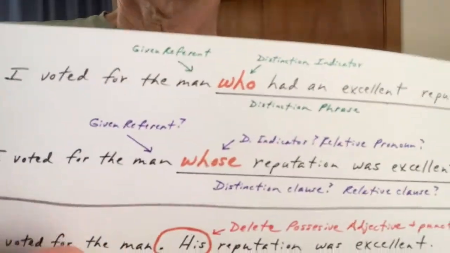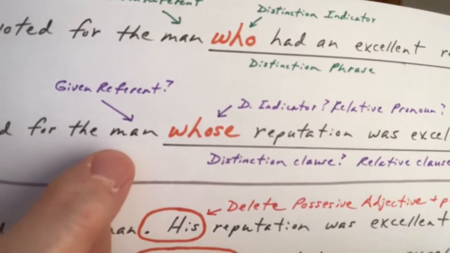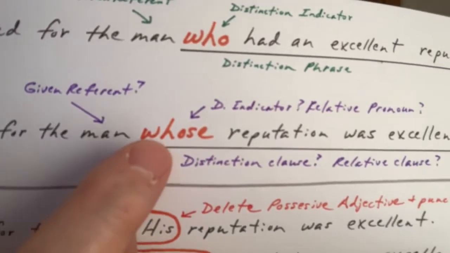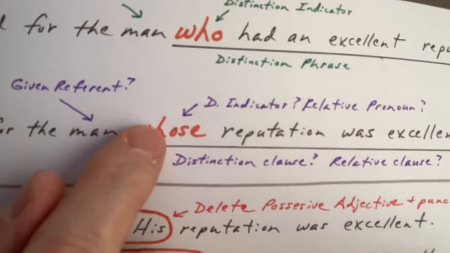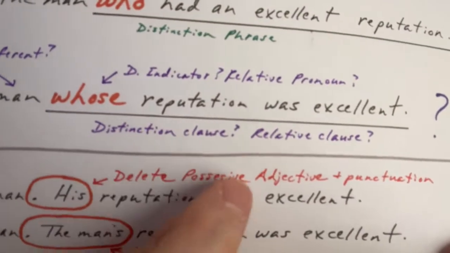Now, remember the direction of reference, that feeling that you have when you're reading. All right? So, is this the given referent, man? Is this the distinction indicator, or you would call it relative pronoun? And is this here, it's underlined, really a distinction clause or a relative clause, as you might call it? Well, let's see what happens here. And I'm reasonably sure that no one's ever said this, and I'm pretty sure I'm the only guy on the internet who teaches this.